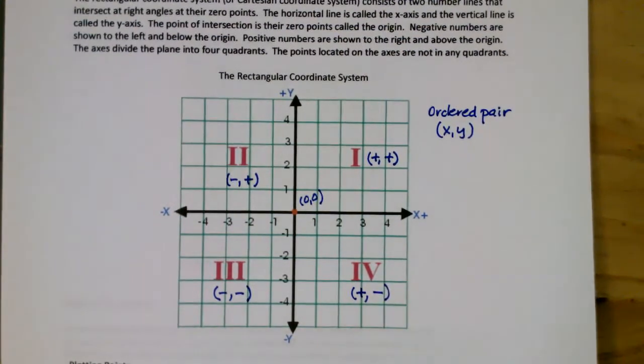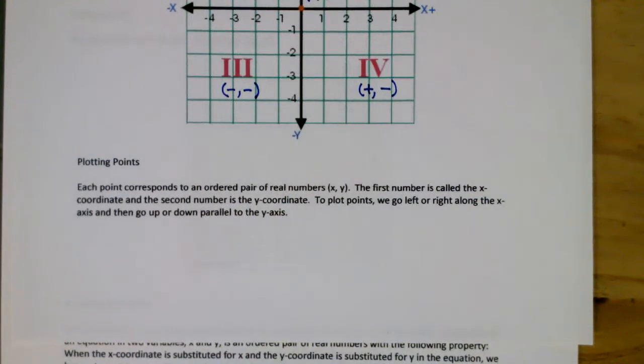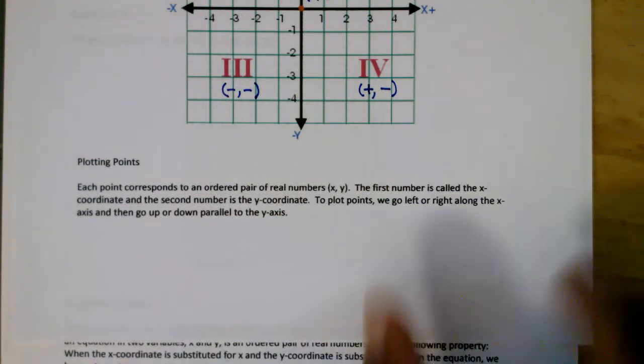Now, how do we plot points on a coordinate plane? Each point corresponds to an ordered pair of real numbers, x, comma, y. The first number is called the x coordinate, and the second number is called the y coordinate. To plot points, we go left or right along the x-axis and then go up or down parallel to the y-axis. Okay. And we always look at the sign. If it's positive, you're going to go to the right for your x, or to the left if it's negative. And then from there, you'll go up if it's positive or down if it's negative, parallel to the y-axis.